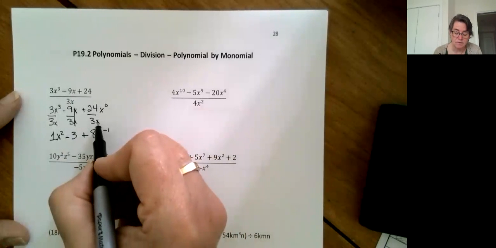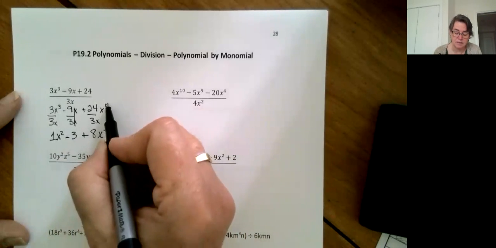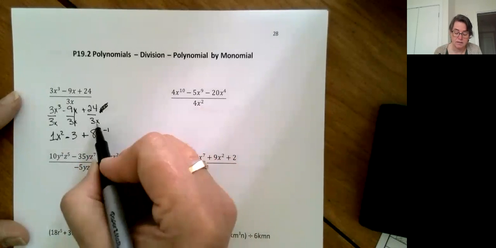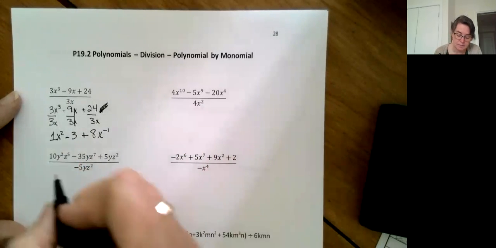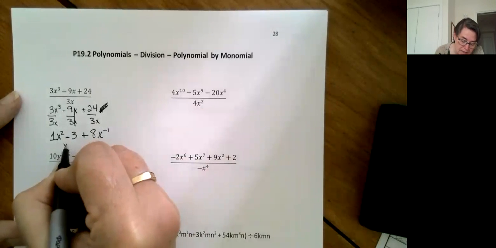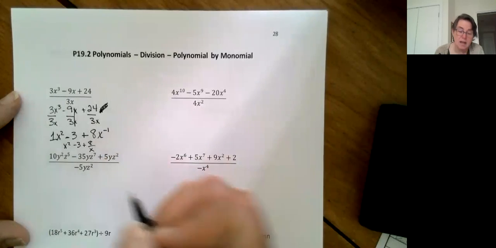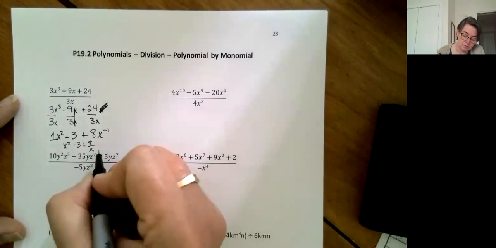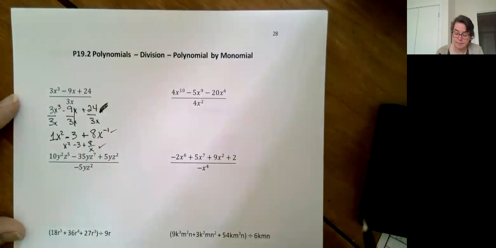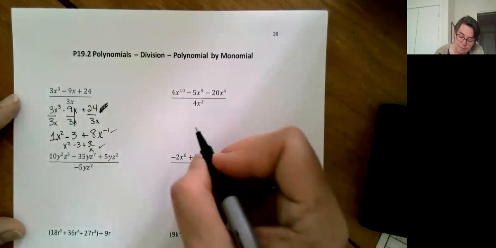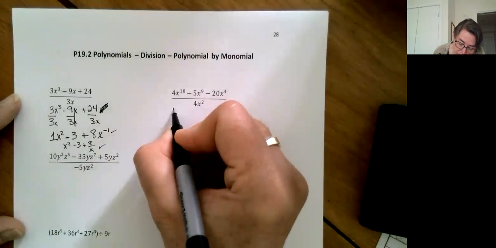Remember we said if we want to flip a variable from one side to another, we just make it a negative exponent. If you wrote x squared minus 3 plus 8 over x, I'd be excited by that too. So this is cool. Either one is fine. All right, let's go.